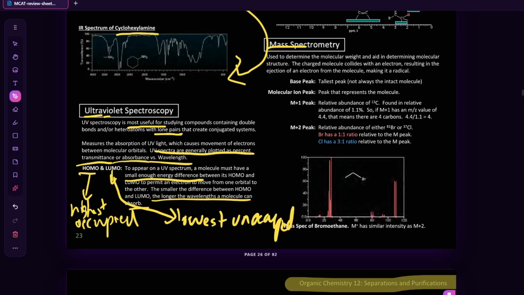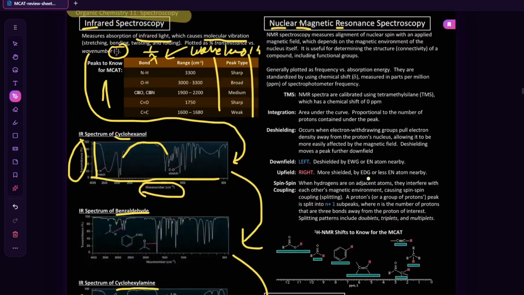Okay, now we can go on to NMR spectroscopy. So NMR spectroscopy measures how a nucleus spin aligns with an external magnetic field. And that alignment depends on the local magnetic environment around the specific nucleus. So in other words, what is happening chemically nearby. And that makes NMR the go-to when you're trying to figure out a compound's actual connectivity and its functional groups. So useful for determining connectivity, including functional groups. And it's generally plotted as frequency versus absorption energy and standardized using chemical shift, measured in parts per million.